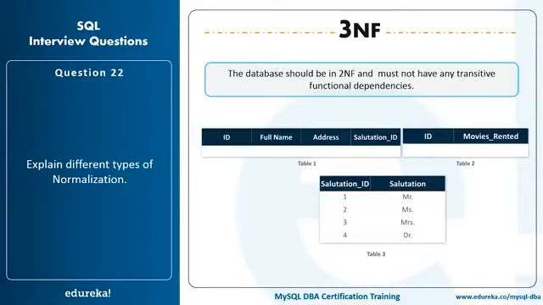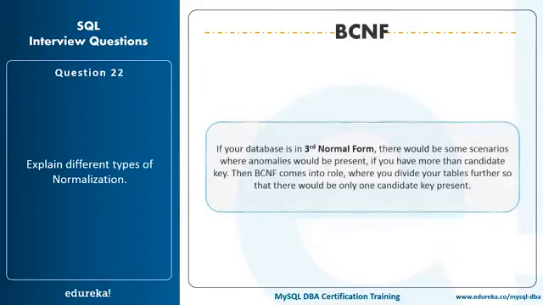Now moving forward to the final type of normalization, that is BCNF. If your database is in third normal form and there are some scenarios where anomalies would be present, and if you have more than one candidate key, then BCNF comes into play when you further divide your table so that there is only one candidate key present.